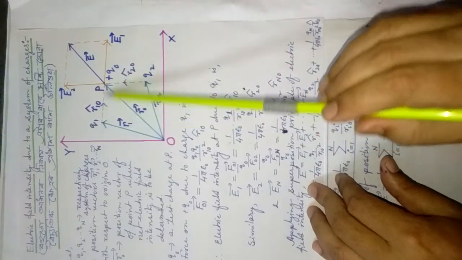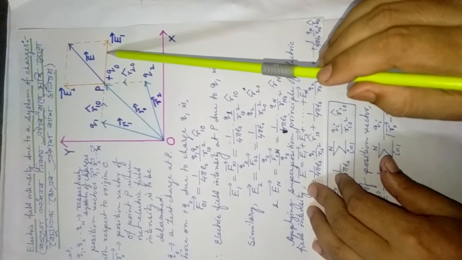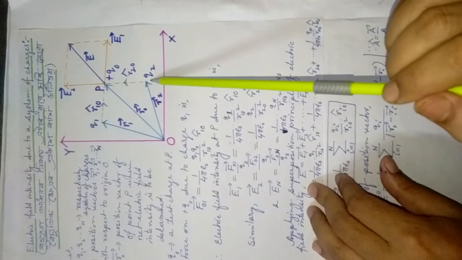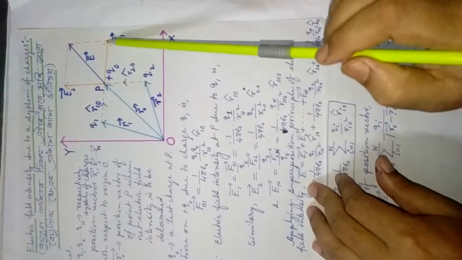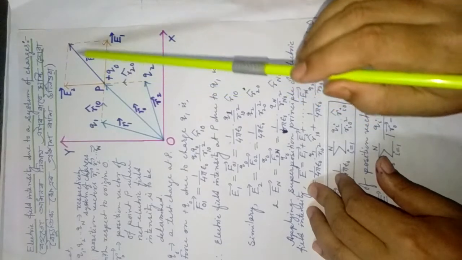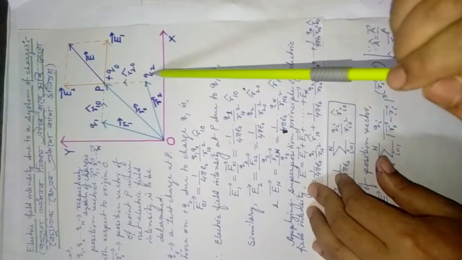Electric field due to Q1 is what? Along the force. I haven't mentioned the force here, that means this direction, E1 vector. Similarly, due to Q2 it is E2, and I have formed a parallelogram. This line is parallel to E1 and this line is parallel to this one, and this is the resultant vector of what? Electric field intensity due to Q1 and Q2.